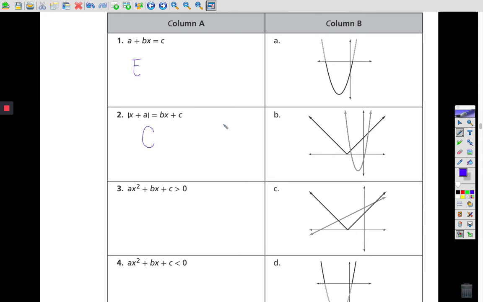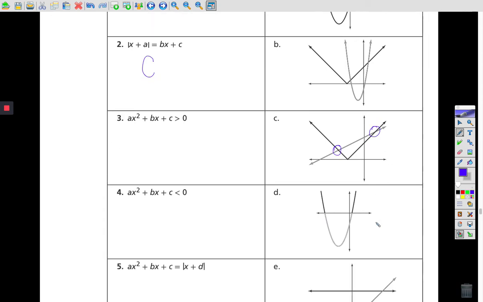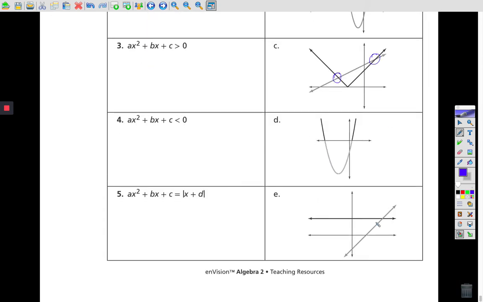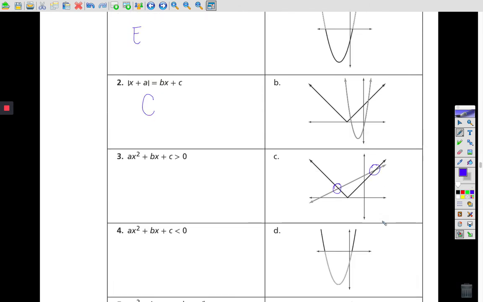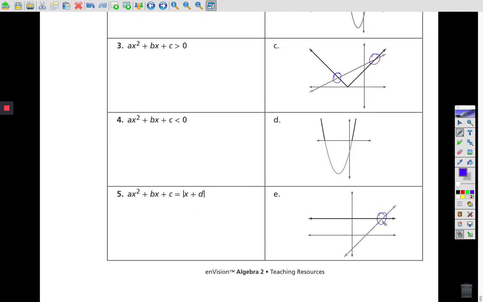Let's look at C. How many times do these two graphs intersect? Twice, right? So how many solutions does that mean it has? Two. If I were to go back to E, how many times does that intersect? Once. So that means we would only have one solution, right? All right, we're going to skip 4 and 5 just for a second. 3 and 4, we'll come back to them.